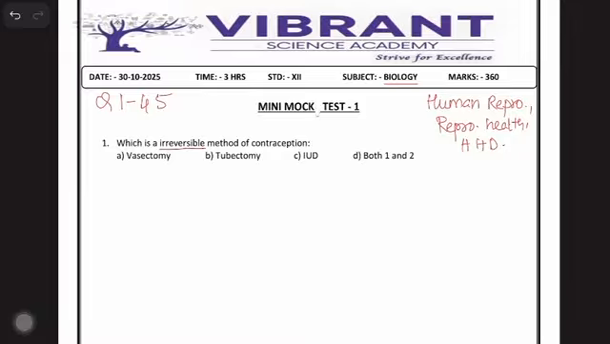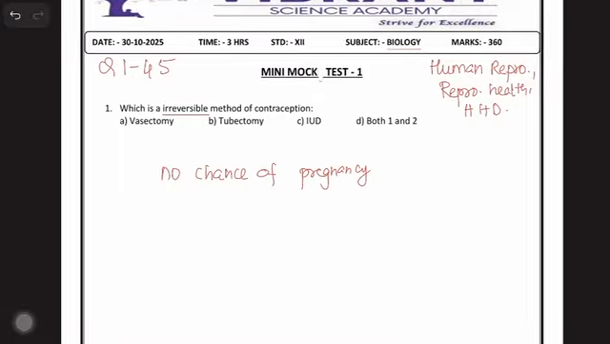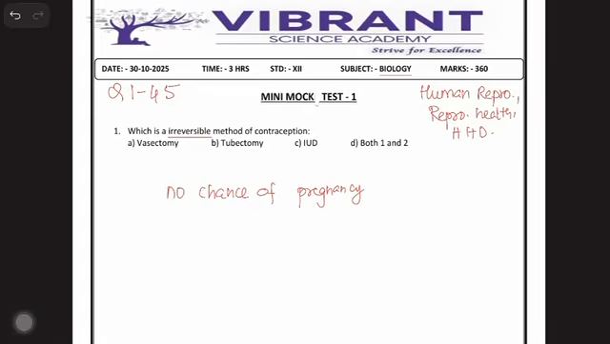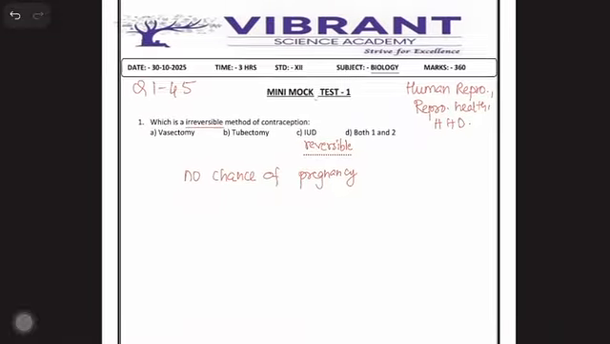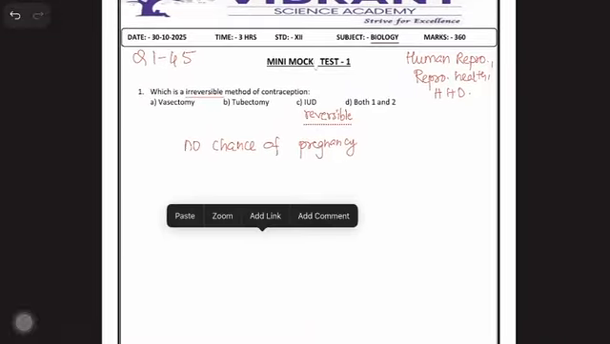Irreversible method, meaning once adopted, there is no chance of pregnancy. Okay, let's see the options. Option A, vasectomy. B, tubectomy. C, IUD. IUD is a method of contraception, but it is reversible. IUD stands for intrauterine device. Option D says both A and B. Now, let's see what vasectomy and tubectomy are.